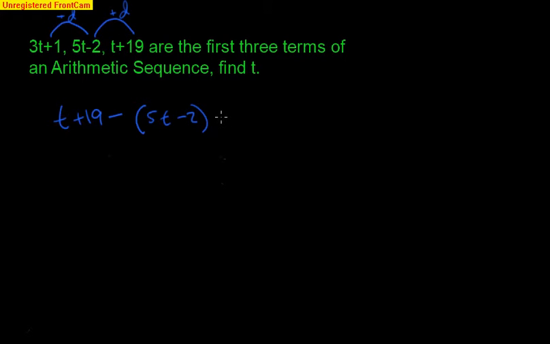And that is equal to the same thing when I do 5t minus 2 take away 3t plus 1, because if I take that from that, I will also get the same common difference. So I do 5t minus 2, take away, again in brackets, the 3t plus 1. Now that's set up the equation, and it's just a matter of expanding some brackets, collecting my t's together and my numbers together, and solving that equation.